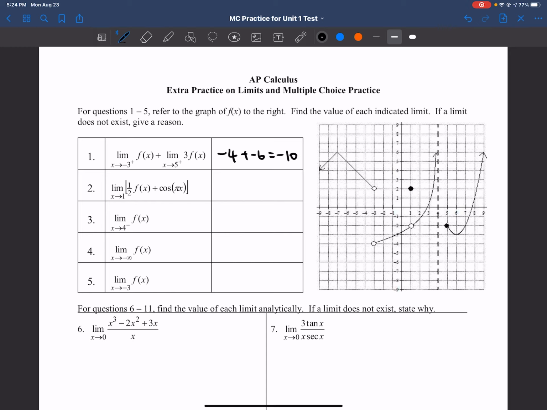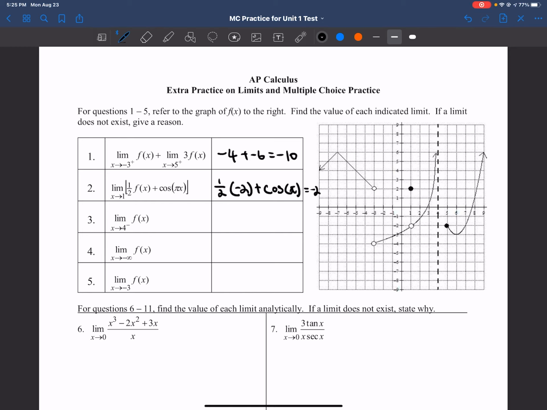For the second one, it would be 1/2 of limit approaches 1. Limit approaches 1 is -2, so that's 1/2 of -2, which is just -1, plus cosine of pi. Cosine of pi is -1, so this would be -1 plus -1, which gets you -2.